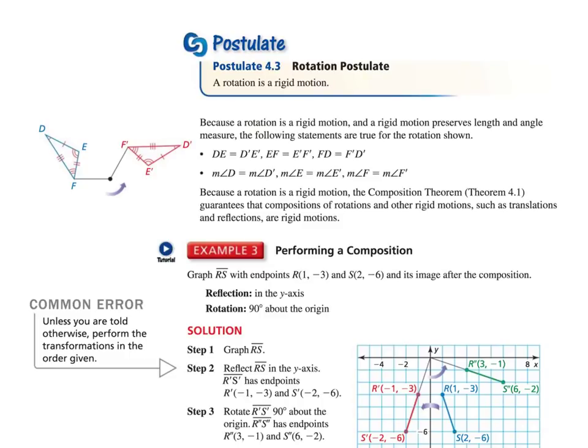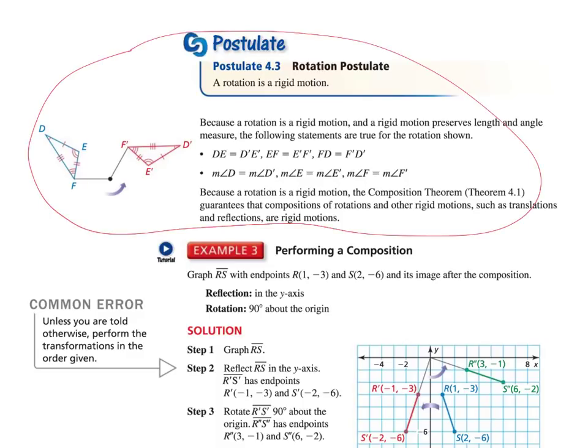The next part just describes how a rotation is a rigid motion. Rigid meaning it doesn't change the shape of the figure that's being transformed. Nothing changes about it. All the sides are congruent, all the angles are congruent.